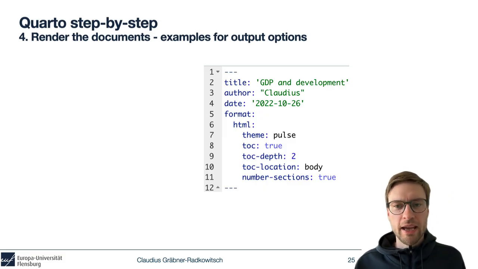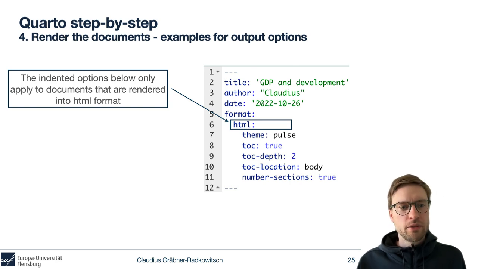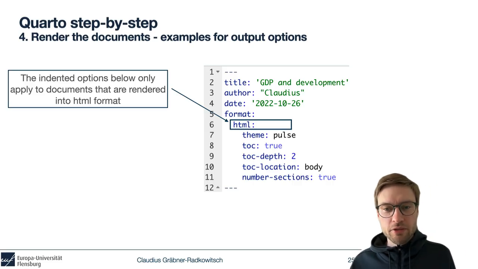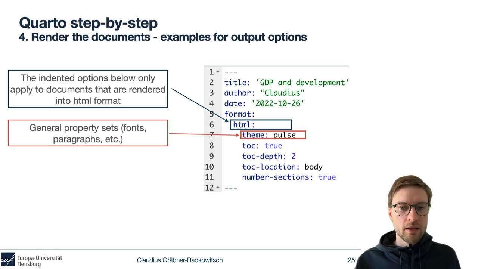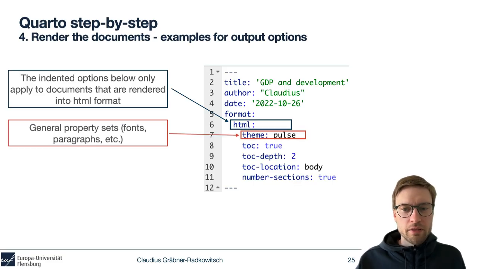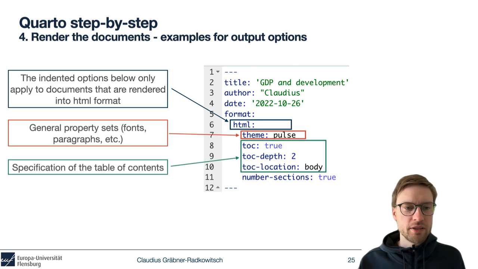Let's have another look at the header and the options, what's happening here. Here, the indented options below only apply to the documents that are rendered in this particular format. So theme, TOC, number sections, all this only applies to rendering processes that have an HTML file as their final goal. If you create a PDF document with this header, you will only use the default options set by Quarto itself. The theme is very similar to the theme option in ggplot2. It's just some general property sets, like, for example, the fonts of the document, the paragraphs, etc.